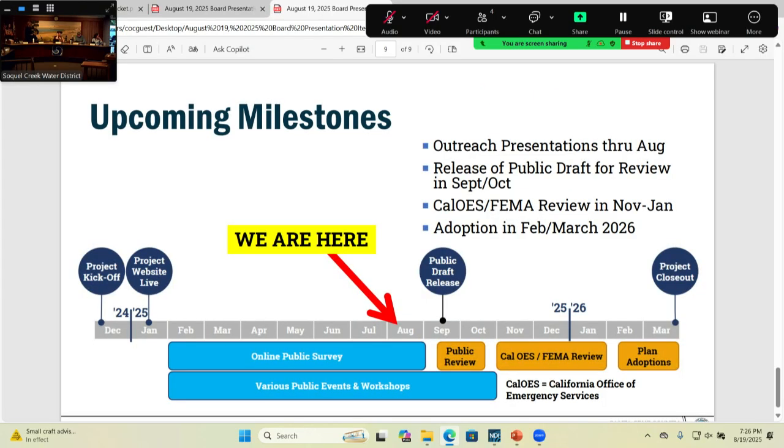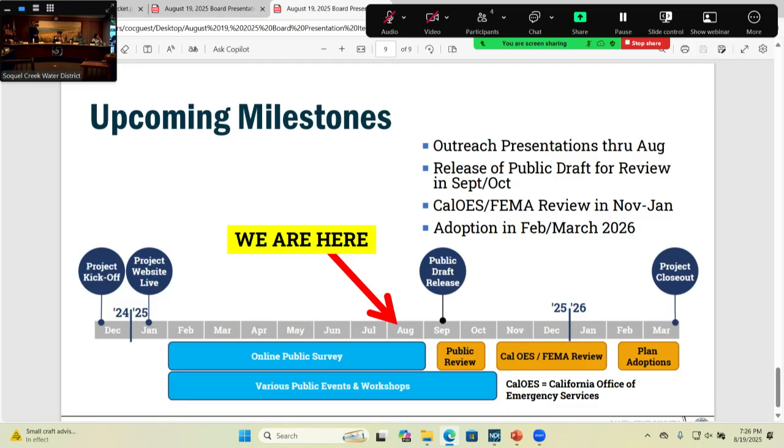So where are we now? As we said, we're halfway through the planning process. This has really been the data gathering phase. Coming up next will be a release of a public draft in September. They're targeting the 29th of September as the release date of the public draft.